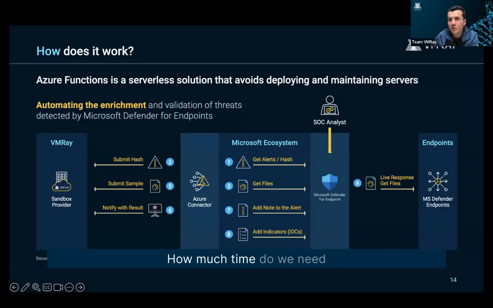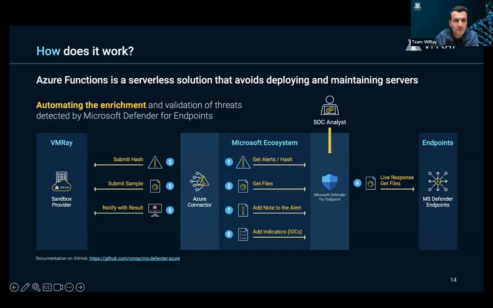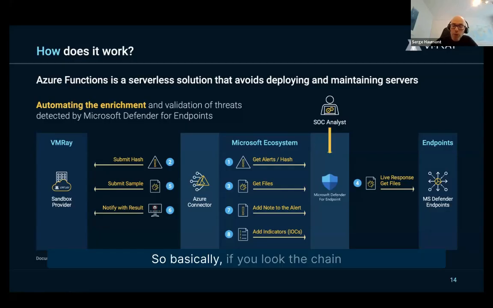How much time do we need to get the reports from VMRay to the Microsoft Defender dashboard? So basically, if you look at the chain here, getting the alert takes less than a minute. After that, we need to get the file, and if the computer is connected and the connectivity is good, that is pretty fast, maybe 1-2 minutes.